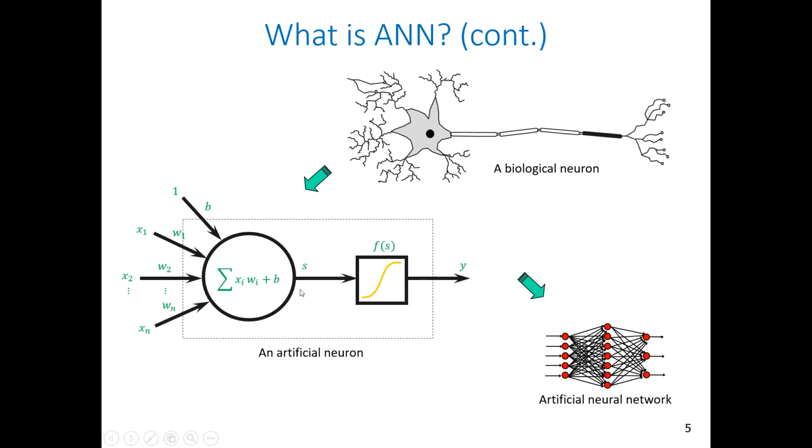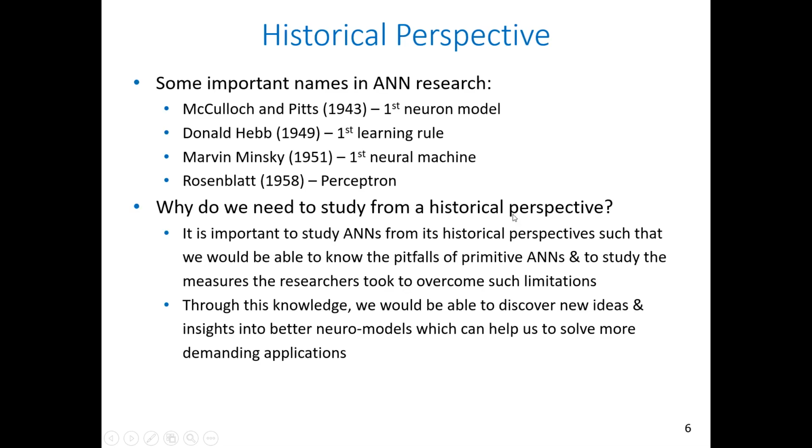So for clarity, I have drawn the activation function out of the circle, but often you would just have one circle, and we should know that all the inputs will be multiplied by its weights, and the summation of signals should pass through the activation function in here. And often we would not just have one neuron, we would have neurons interconnected in a network structure like this. So these are some important names in artificial neural network research.